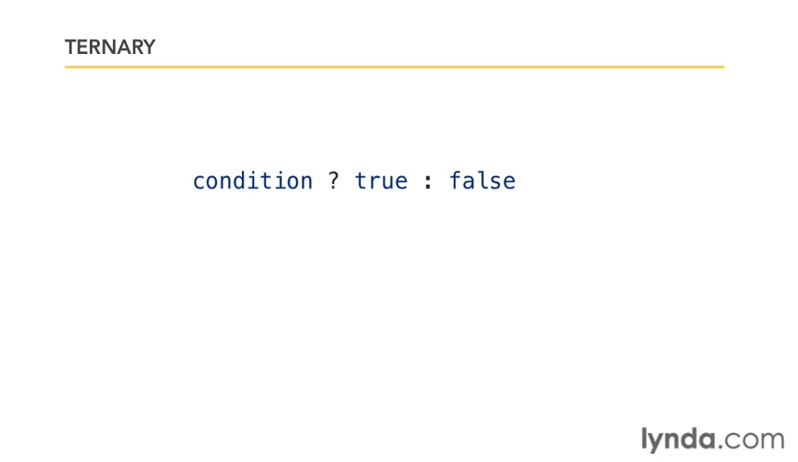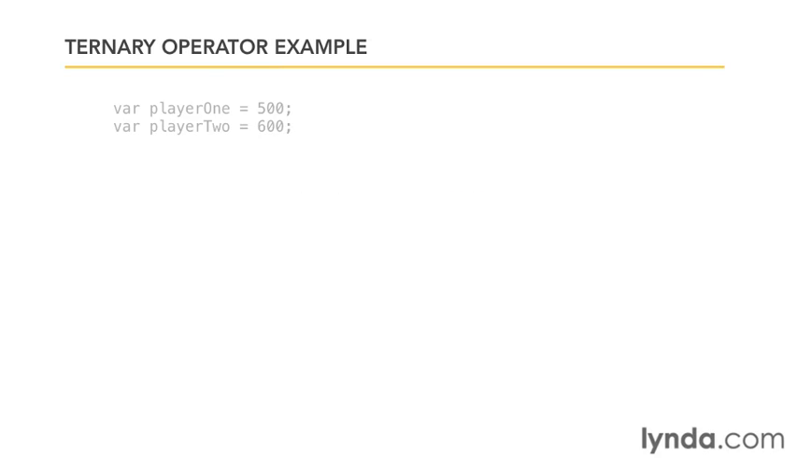Now, the general format of using this is that you have a condition, you are asking something, then you say what happens if this is true and what happens if this is false. You can actually think of it as a mini if-else statement. So let me show you an example here. Let's say I define two variables, var player1 equal to 500, var player2 equal to 600. Now, sometime later in my code, I want to create a high score variable. And I want to set this equal to whatever the larger of the first two are.